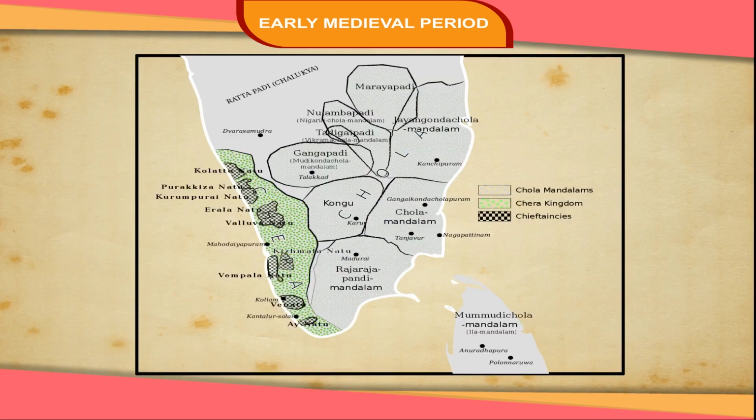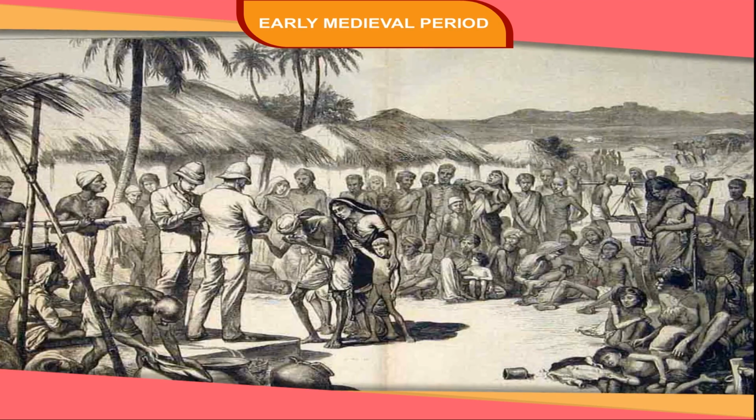The Valanadus were the subdivisions of mandalam. They may be understood as modern-day Zilla Parishad. The Valanadu was in turn divided into Nadus, which can be compared to modern-day villages. The system of local self-government in the villages was an important characteristic of Chola administration.